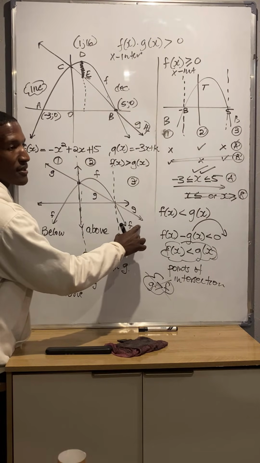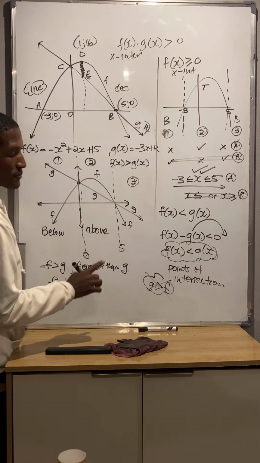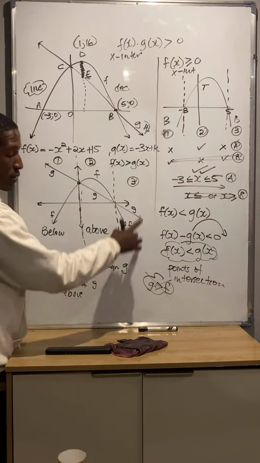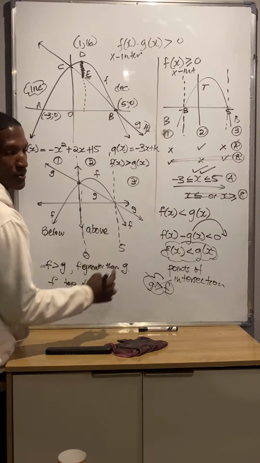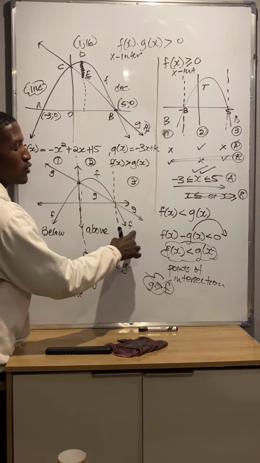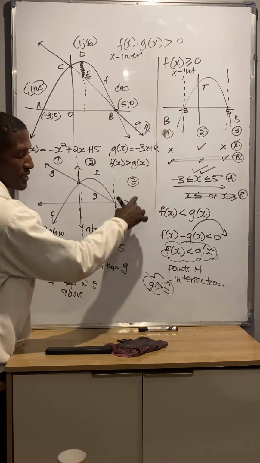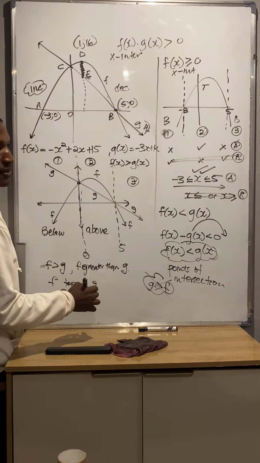Then let's go to the last part, family. Let's go to the last part here. Is F above G or below G? Is F below G or above G in this situation here?